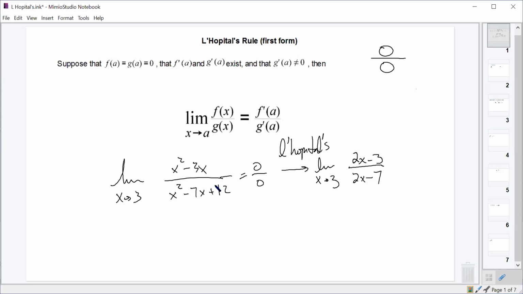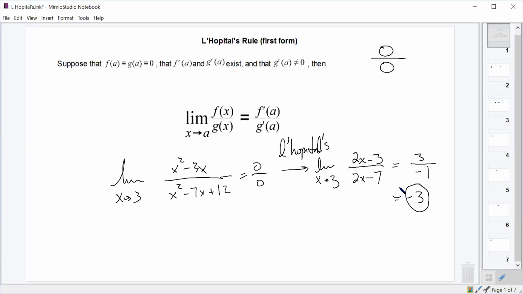So it just becomes 2x minus 3 over 2x minus 7. And if I plug in 3 to that, what do I get? 6 minus 3 over 6 minus 7, which should just be -3. Easy enough?